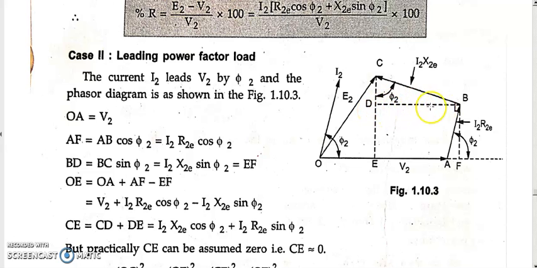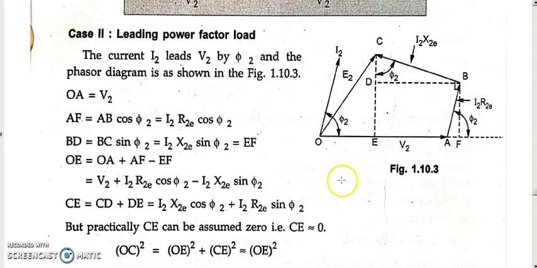You can see this is the opposite side, this is the adjacent side, and this is the hypotenuse. BD is opposite, which means I need to apply the sine formula. So sine phi 2 is equal to BD divided by BC or CB. Also you can write it as BD is equal to BC sine phi 2. Where BC is equal to I2 x2, so I replace BC by I2 x2 sine phi 2. And again BD is equal to EF, yes or not? This length is equal to this length, EF.